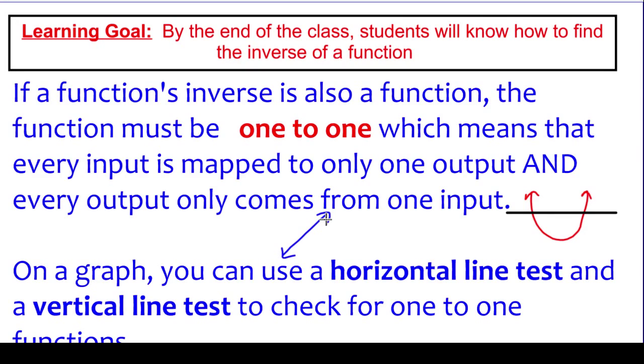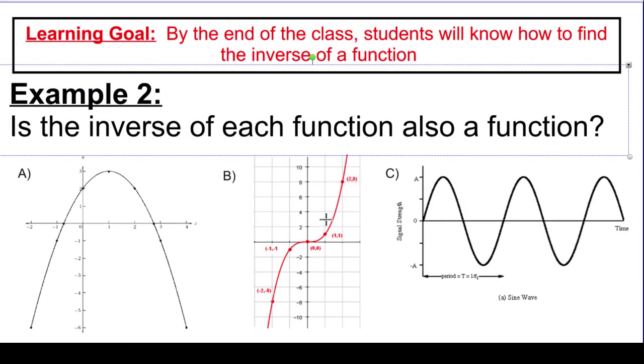Here's the second part. Well, let's look at some examples. If I were to take a look at these examples and ask whether the inverse of this function is also a function, well, here's our parabola. We already talked about that one. If I draw a horizontal line through it, it does not pass the horizontal line test, in which case we're going to say this is not one-to-one, so its inverse is not a function.